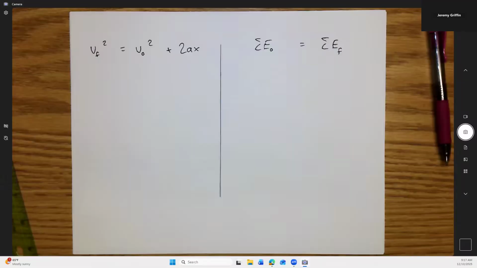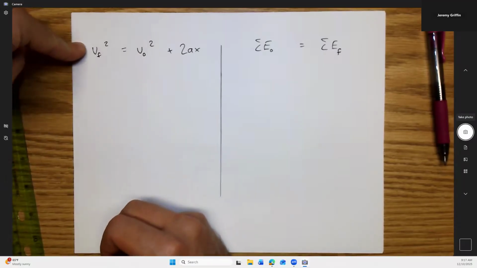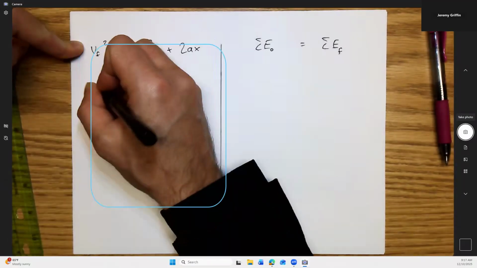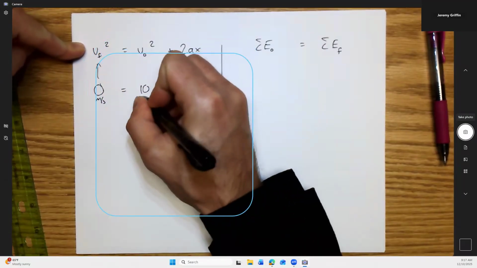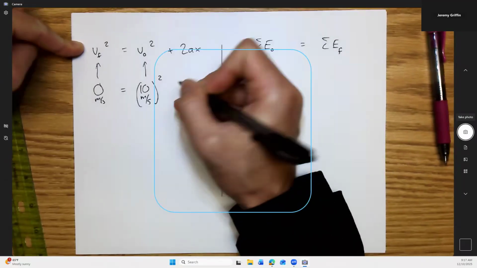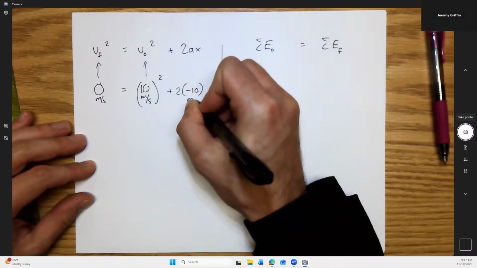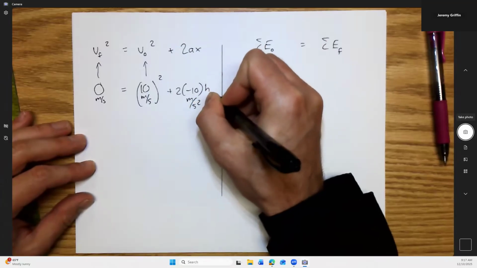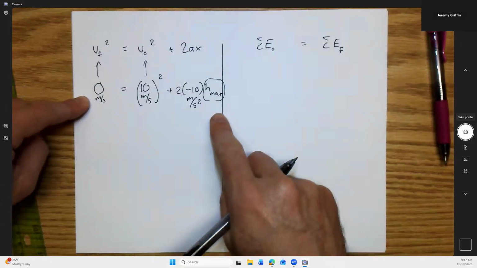Right, so first way: solve it with kinetic. You can say, guys, at its maximum height, what is its speed equal to? 0. Threw it at 10 meters per second, we're going to square that. And then gravity's pulling down, so I'll do +2, -10 meters per second squared, and this would be h max. That corresponds to this 0 final speed.